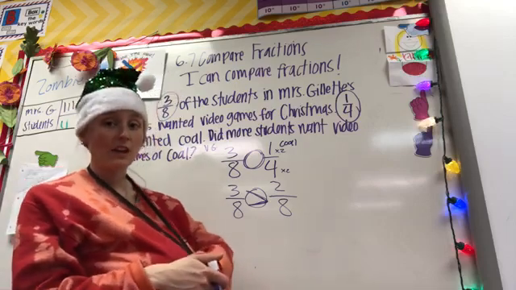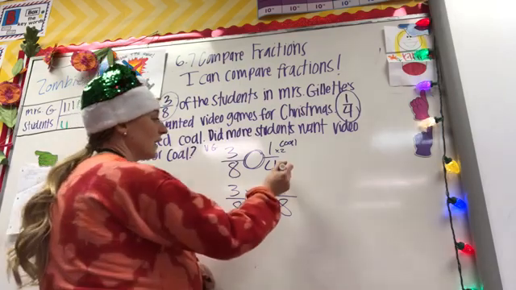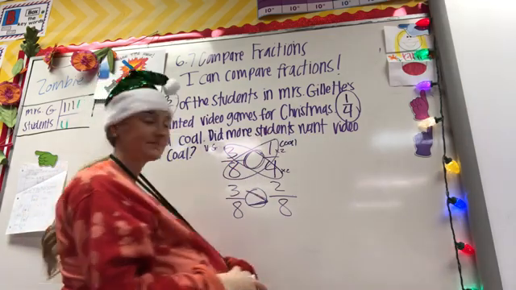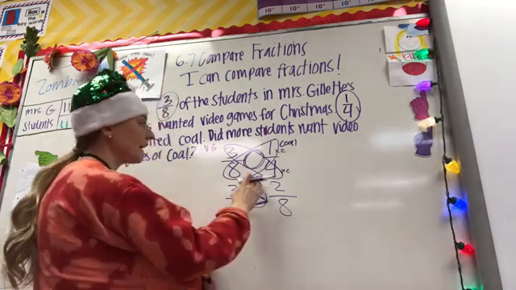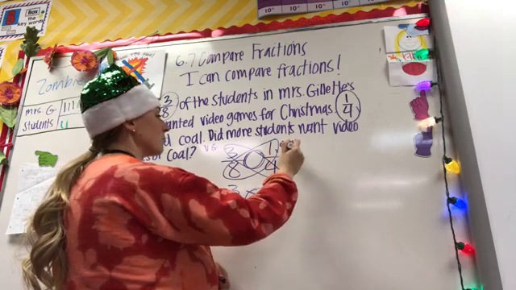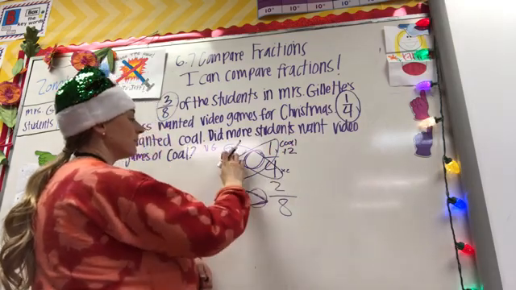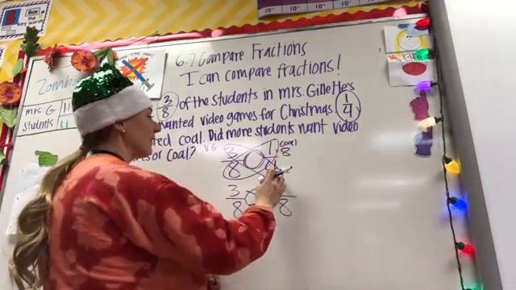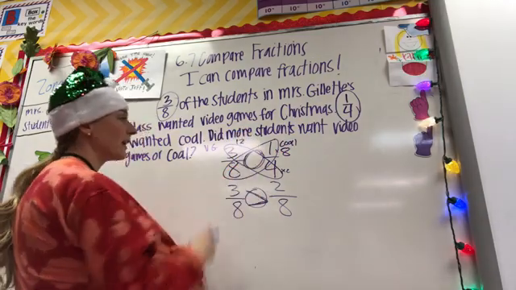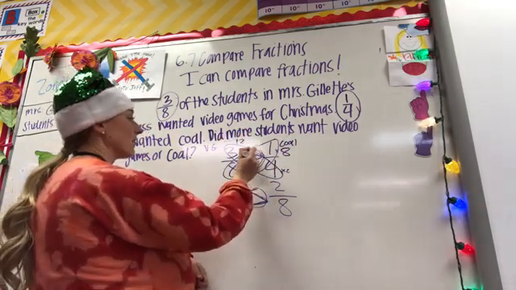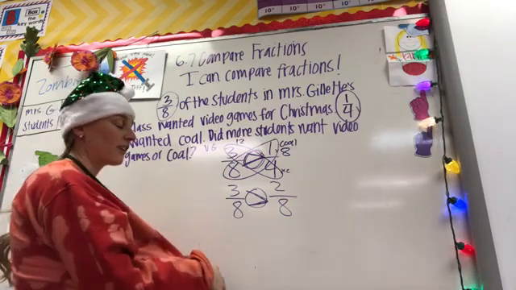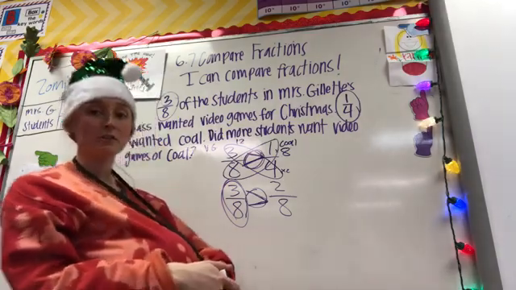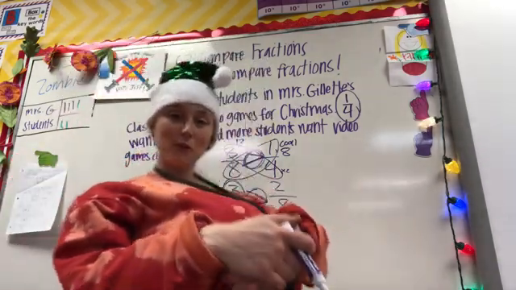Today I'm going to teach you something we'll call the X method, okay? So the X method is where you draw an X this way and an X this way. Okay, and then all you do is times. 8 times 1 is 8, and 4 times 3 is 12. What's greater, 12 or 8? 12. So 3/8 is greater, and we checked with our common denominator. Some more kids in our class wanted video games than coal. What a surprise. Ho, ho, ho.